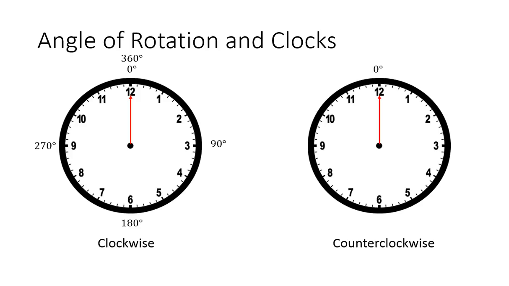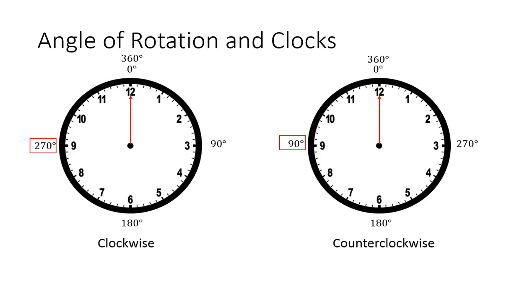So let's look at counterclockwise so that you can see the difference. So starting at 12, that will be 0 degrees. And then going to the 9, that will represent a 90 degree counterclockwise rotation. And then going to the 6, that will represent 180 degrees counterclockwise. And then the 3 will represent a 270 degree counterclockwise rotation. And then getting back to the 12 will represent a 360 degree counterclockwise rotation.